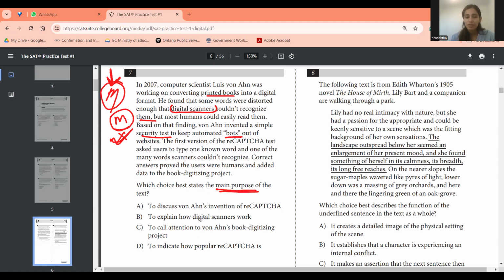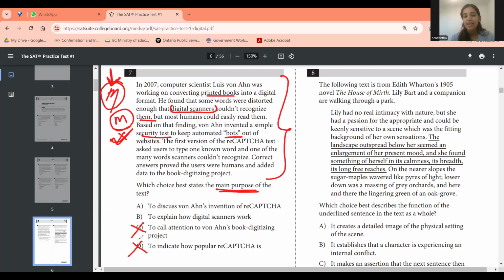What is the main purpose? To discuss von Ahn's invention of reCAPTCHA, to explain how digital scanners work, to call attention to von Ahn's book digitizing project, to indicate how popular reCAPTCHA is. So here, to be honest, it's not really talking about the popularity of reCAPTCHA.